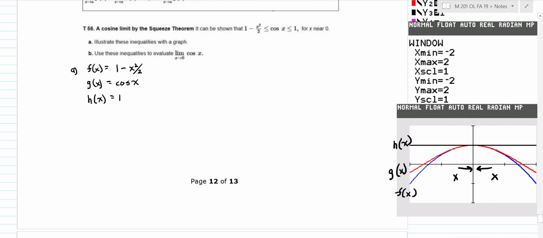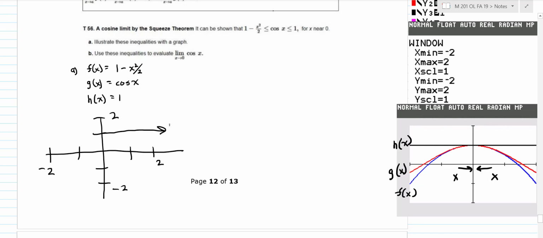So let's see, I'm just going to make a real rough sketch on here. You should do the same thing and label the way the calculator is. So we're going out to 2, going out to -2, up to 2, and then down to -2 like that. Okay, so first of all, h of x is just y equals 1, so that's a constant function. So I'm going to label that as h of x equals 1.